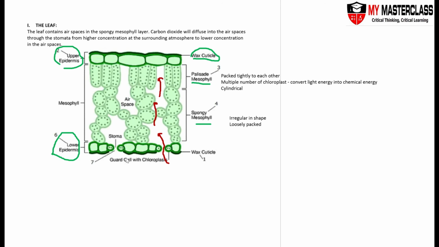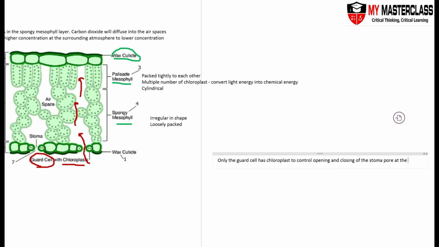Now at the bottom, your lower epidermis, take note that they have no chloroplast. At the lower epidermis, the only cells that contain chloroplast are the guard cells for opening and closing of the stoma pore. Let me write that out. So there you go.